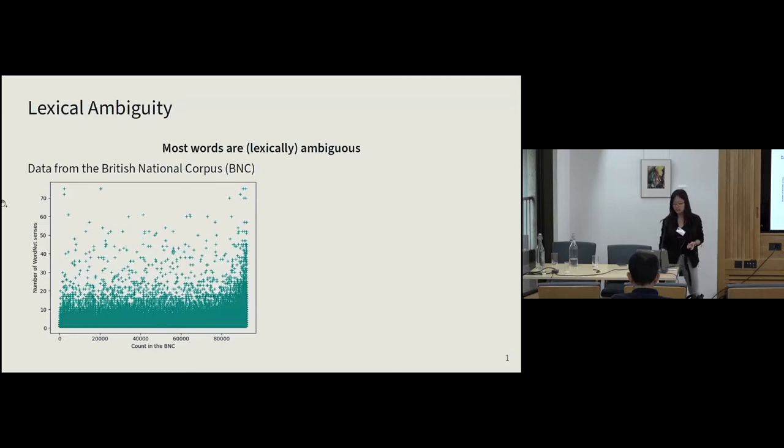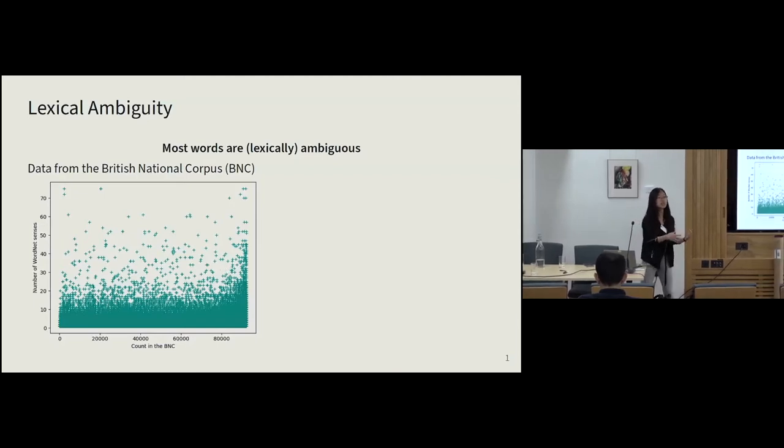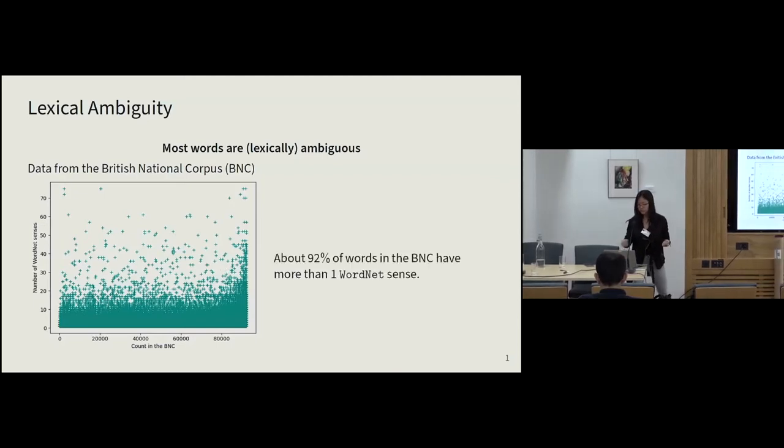You can see that a lot of words have a lot of different possible ways that they can be interpreted. And it even looks like the more common a word is, the more interpretations it can have. About 92% of all the words in the BNC are actually ambiguous. So that's a very high number of words that are ambiguous.